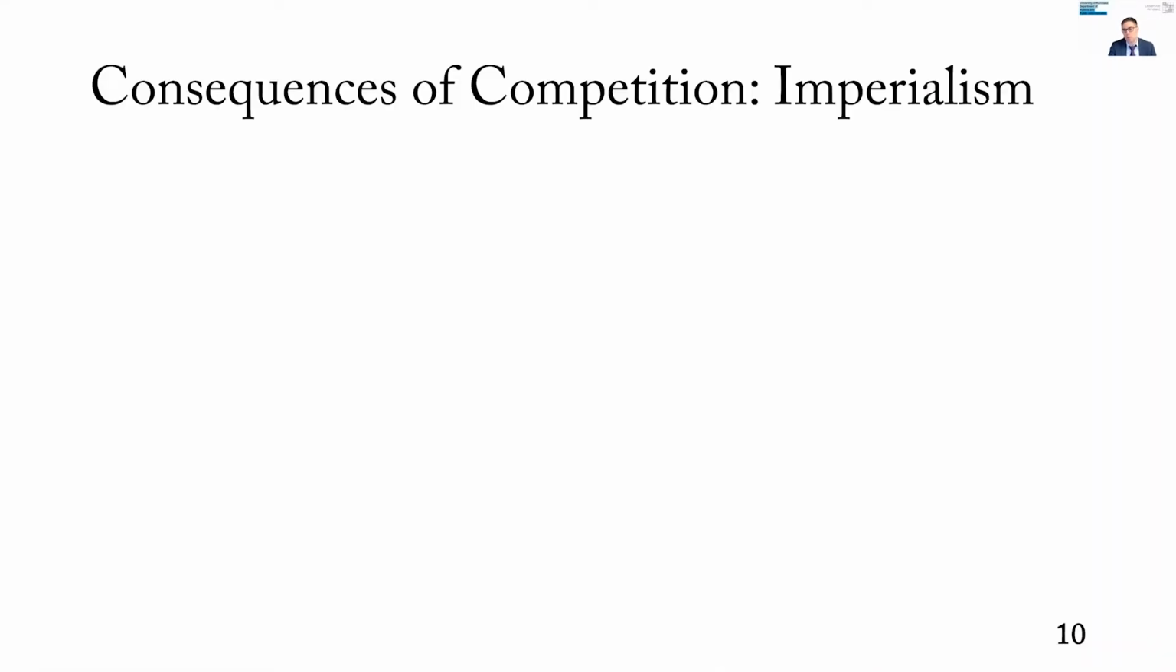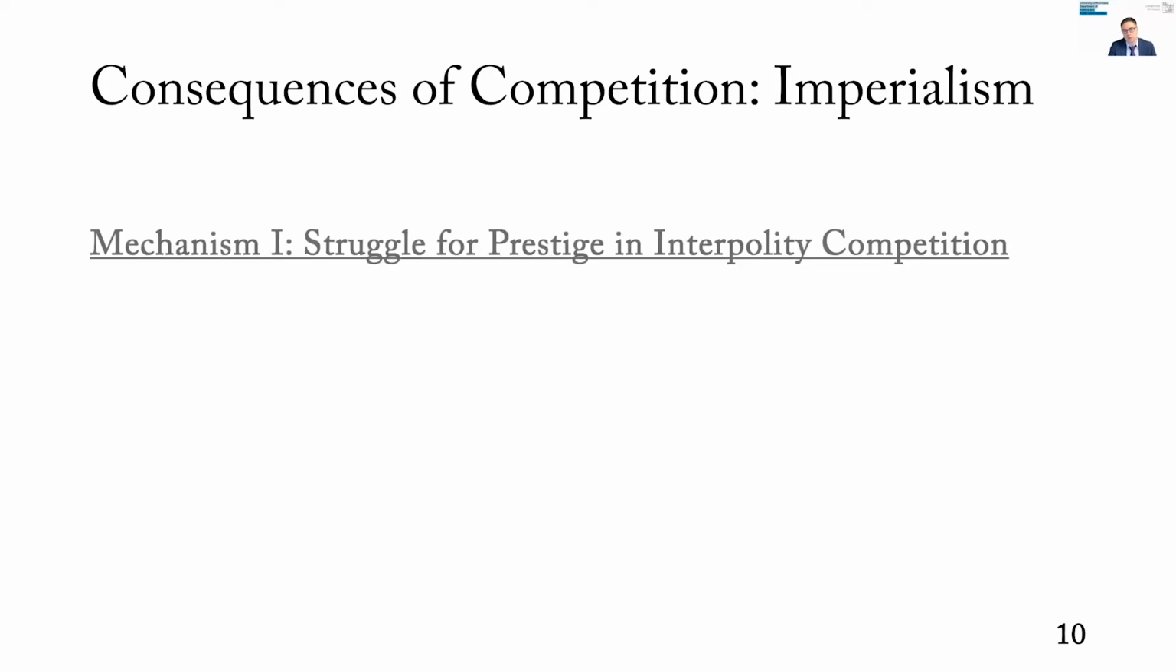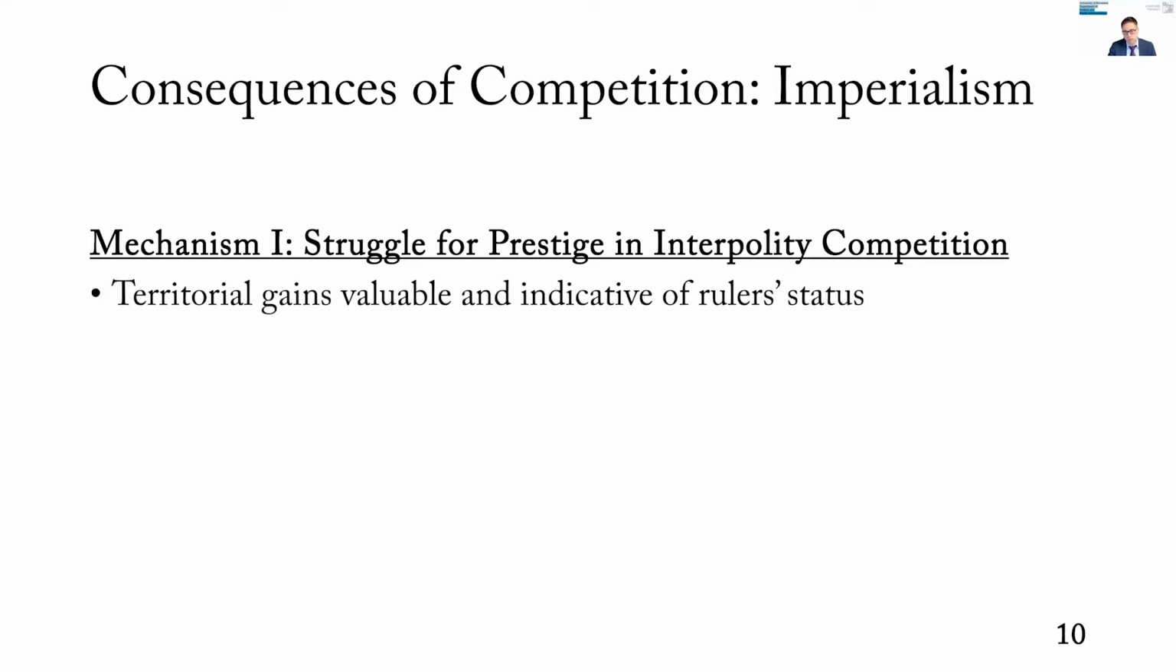So what were the consequences of this kind of competition? Now we get to the core of my theory. The core of my theory is connecting this competition to the desire for imperial expansion. And I suggest that the first relevant mechanism is that the struggle for prestige, which the European rulers experienced on the continent, as part of that inter-polity competition, led to the incentive to gain territory overseas. Territorial gains were, of course, valuable and indicative of ruler status. And in the status competition among European rulers, they played an enormous role.